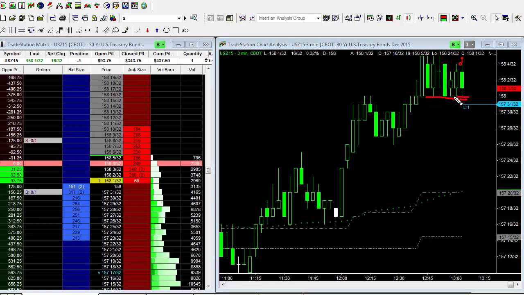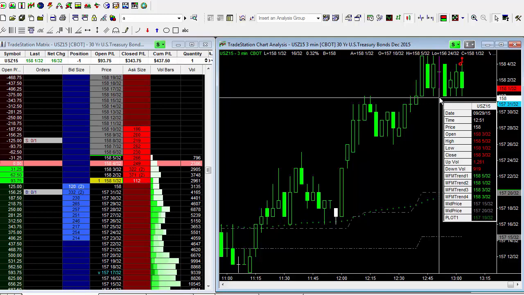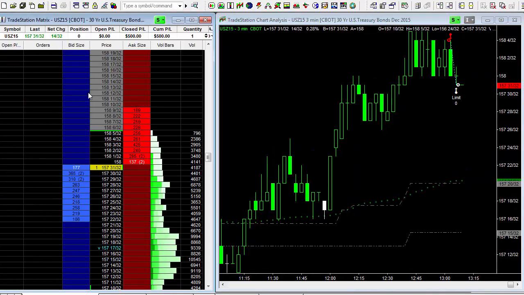And I was hoping it would push up to 08 to get my last contract off, but we got 1, 2, 3, 4 here. Let's see if we can hit it. All right, so we got a resting buy limit at 157.31. Short at 158.04. And I'll be back shortly.